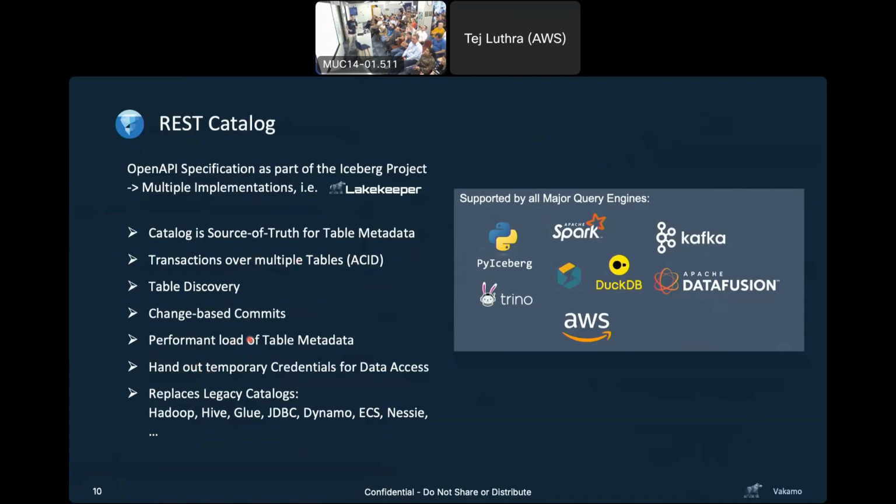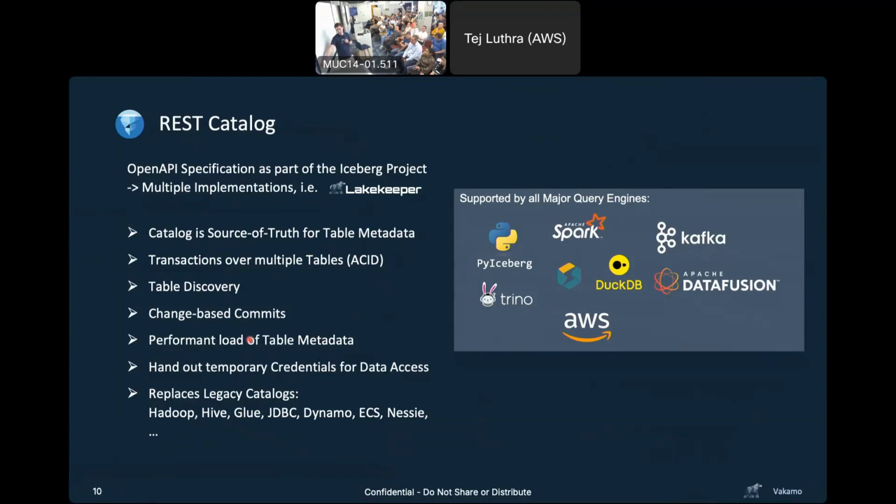Specifically for those of you who are already using Iceberg, you might know this: this REST specification wasn't the first attempt of Iceberg to build a catalog. We've had other catalogs in the past. I listed a few down here. All of them are legacy. Hadoop, Hive, Glue, JDBC, Dynamo, ECS, Nessie, there are more. There was a huge mess in the catalog ecosystem, and this is all consolidated now around the Iceberg REST specification. Maybe to just pick out Glue, the name in the community is a little bit mixed.